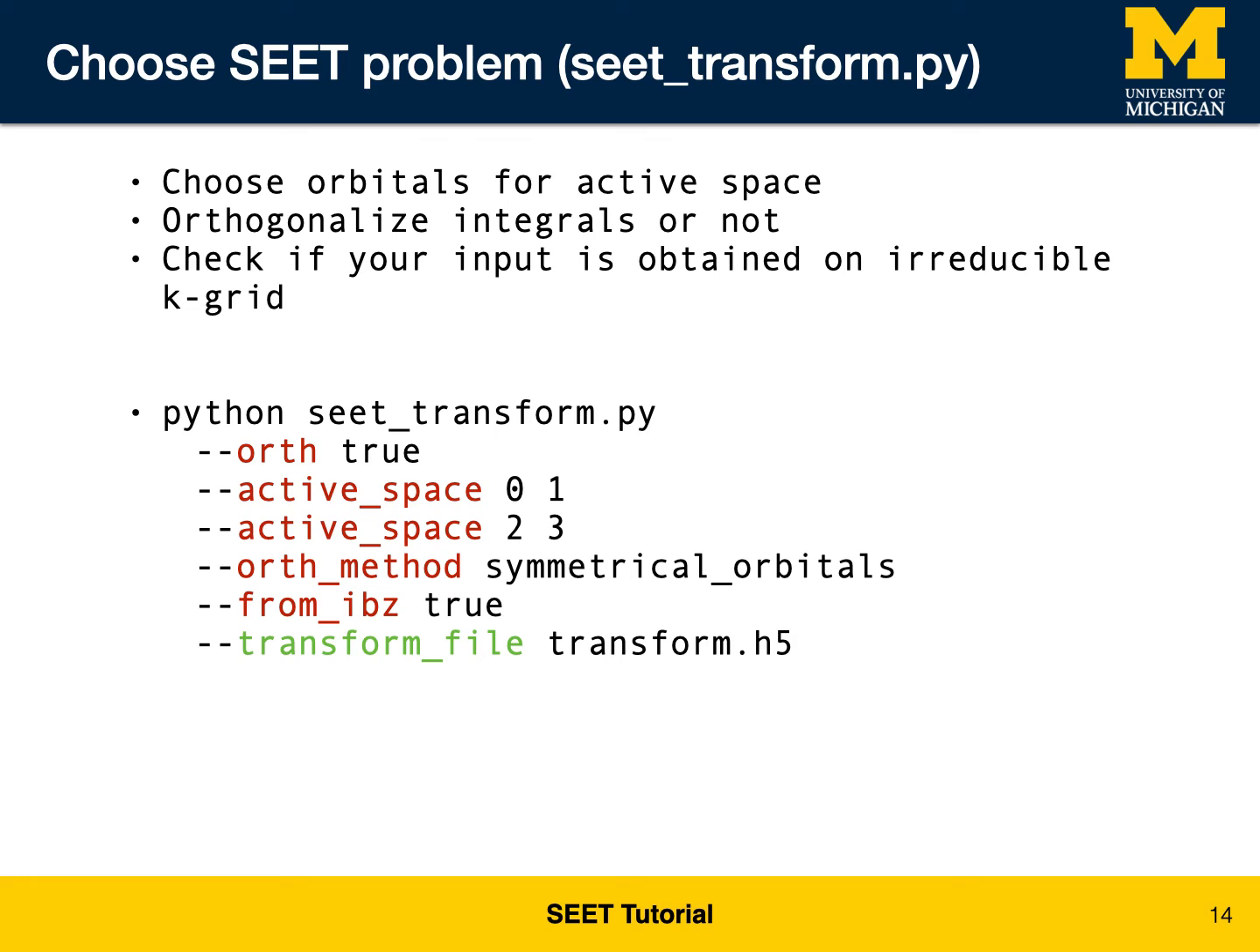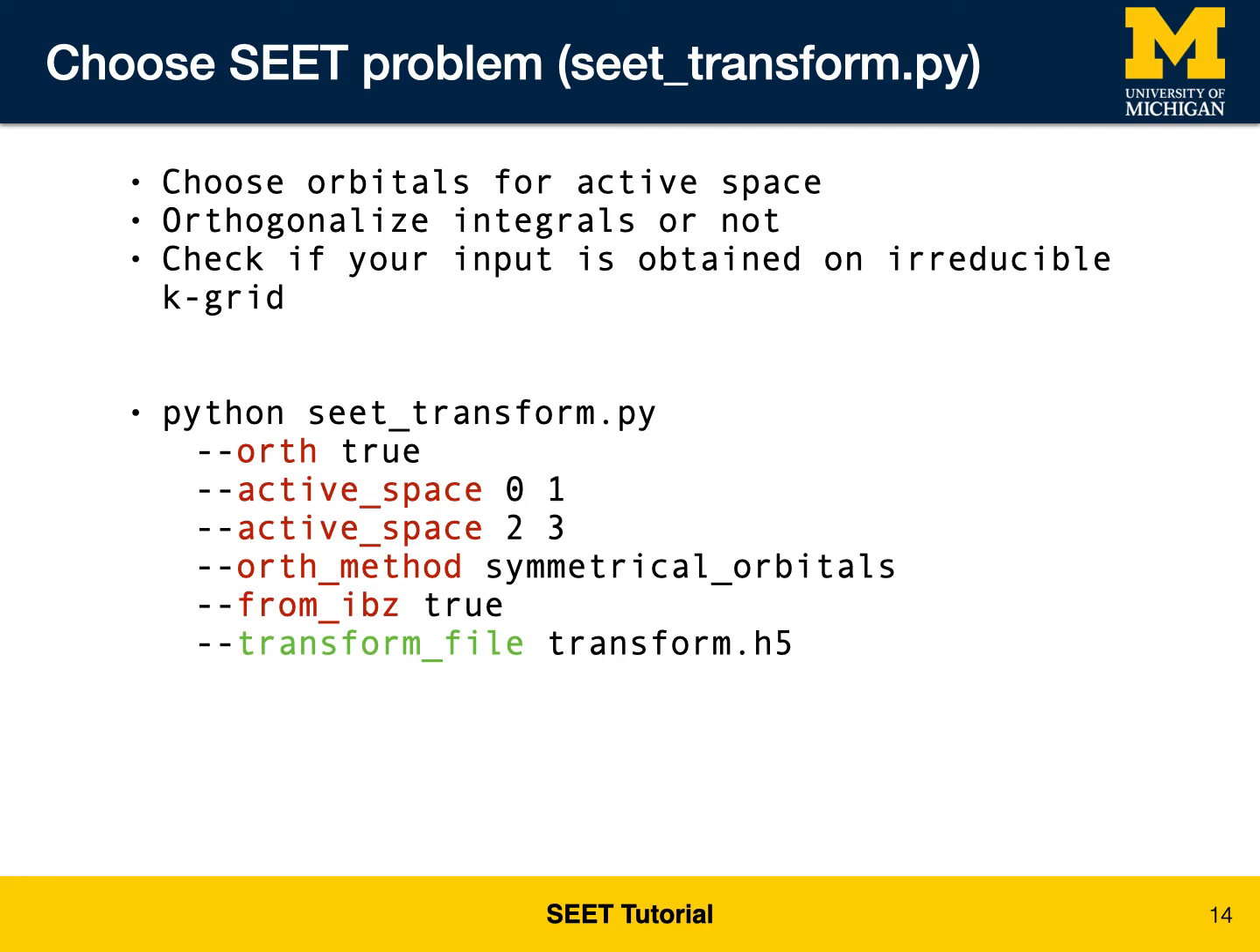There are 5 input parameters and 1 output parameter. So for the input parameters, you tell whether you want your whole system to be orthogonalized, and if you want to, say what type of orthogonalization method you want to have. So it's either symmetrical or canonical orthogonalization.